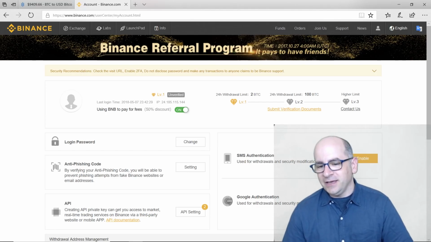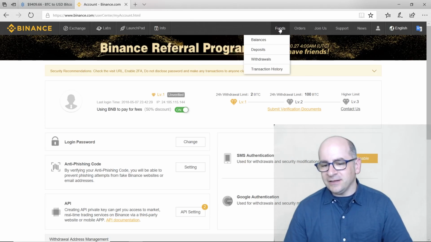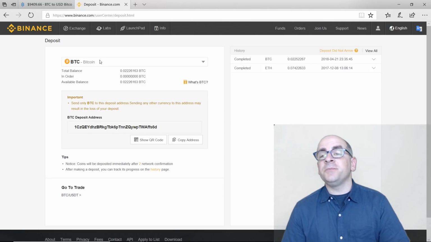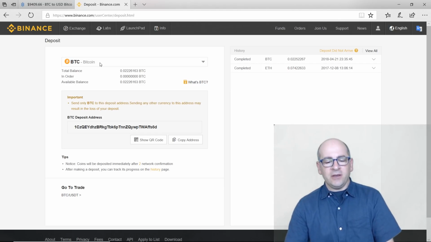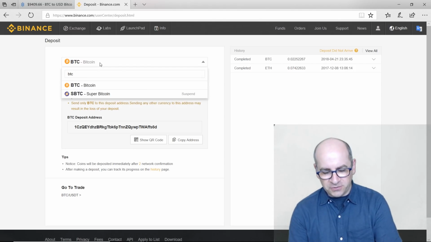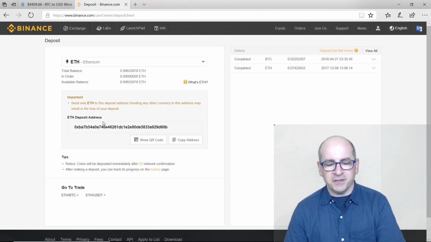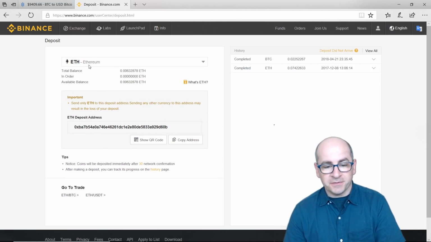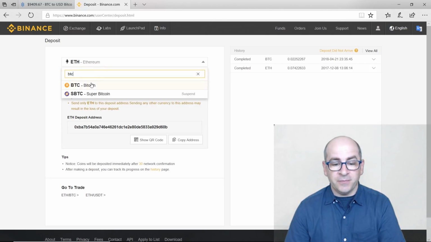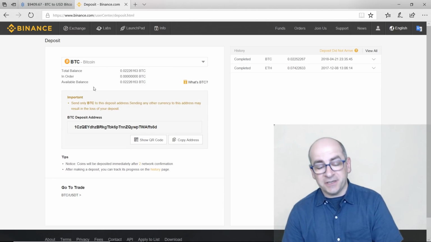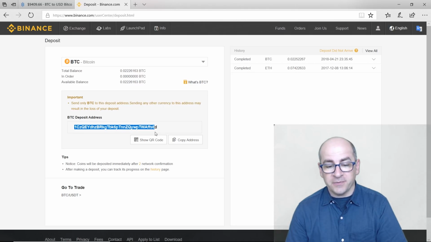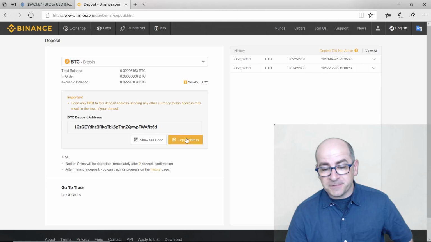Really easy, guys. Click on the Funds tab here and click on Deposits. Okay, I've already pre-selected Bitcoin for my deposit, but there are many wallets that you can deposit. For example, if you want an Ethereum address to send to, type in ETH and there is your Ethereum address. Now, for the purposes of this tutorial, I'm going to be using Bitcoin. I want to put back the Bitcoin, BTC, excuse me. And as you see very clearly, there is the address, the Bitcoin deposit address. I'm going to copy this address.